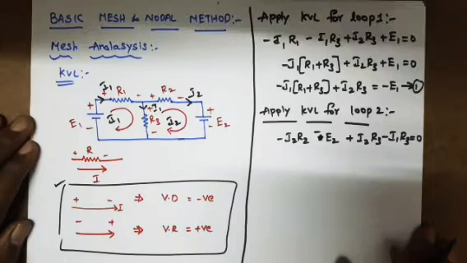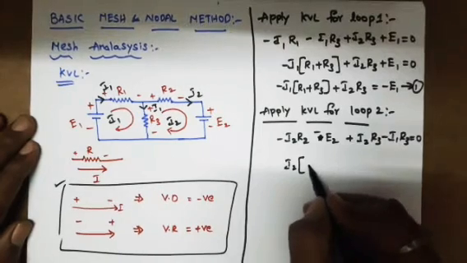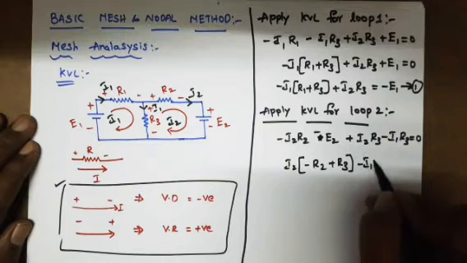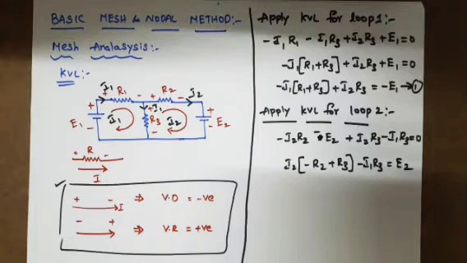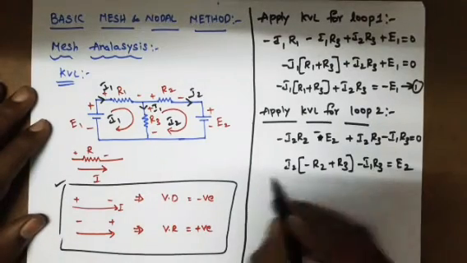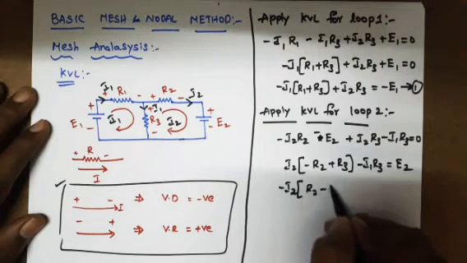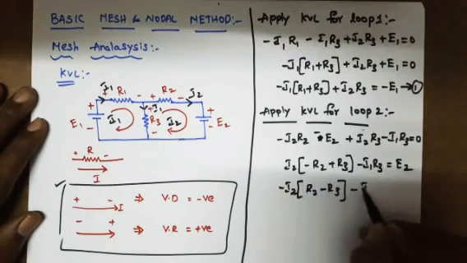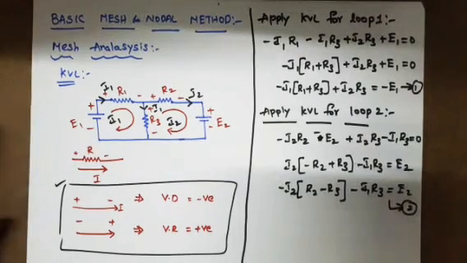Okay. Then we can separate the I2 value, because I2 is common here. So minus I2 R2 plus R3, minus I1 R3 is equal to E2. The minus E2 goes to the other side and becomes plus E2, and we can take the minus outside. Minus I2 (R2 minus R3) minus I1 R3 is equal to E2. Take it as equation 2.